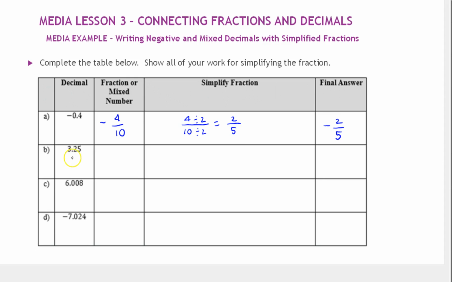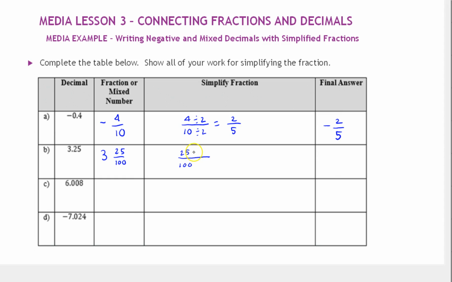Let's look at the next one, 3.25. So we want to write this as a mixed number. This is 3 and 25/100. So we write the decimal part, it's a decimal fraction, as a fraction, and the whole number remains. Now we don't need to do anything with the 3, we just need to simplify 25/100. So here we're going to do that.